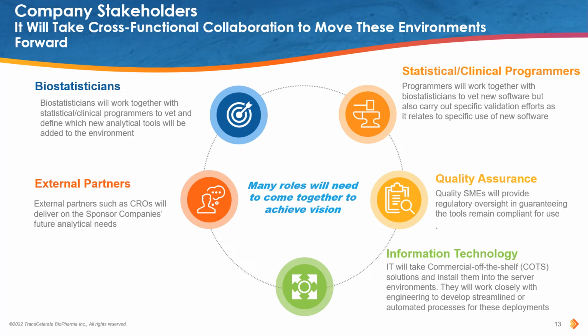4. IT. IT will take commercial off-the-shelf or COTS solutions and install them into the server environments. Additionally, they will work closely with engineering to develop streamlined or automated processes for these deployments. 5. Engineering. Engineering will work with IT to custom configure the commercial off-the-shelf solution. Additionally, they will work with statisticians and programmers to guide the use of the new tools for building things like automation pipelines. And maintenance. Once the new tools have been deployed, a maintenance competency will be needed within IT to manage maintenance and upgrades to the environment.